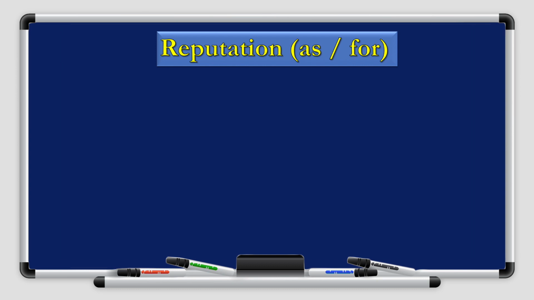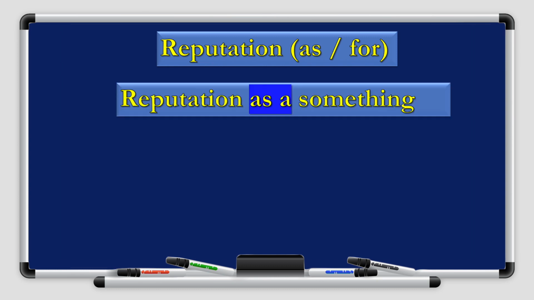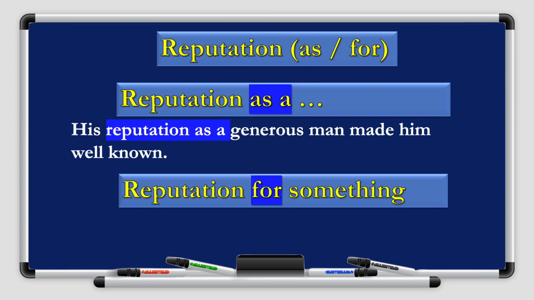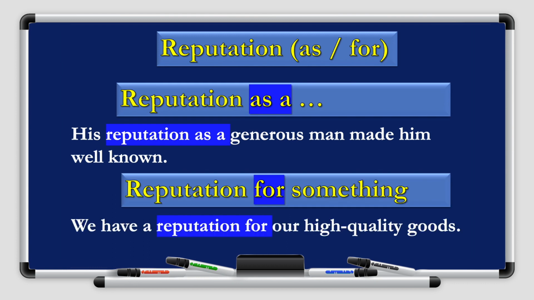Also, reputation can have more than one meaning depending on the context. For example, we can use reputation as something. In this example, his reputation as a generous man made him well known. A second example, using a reputation for something: we have a reputation for our high quality goods.